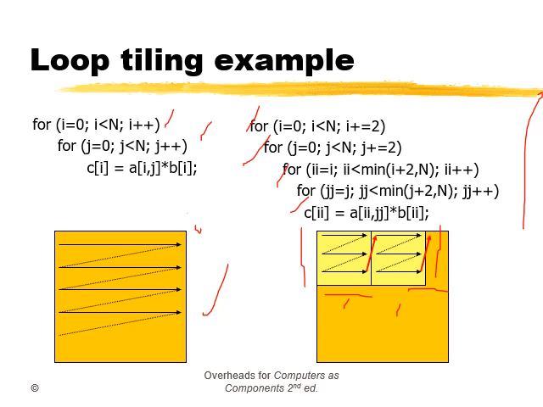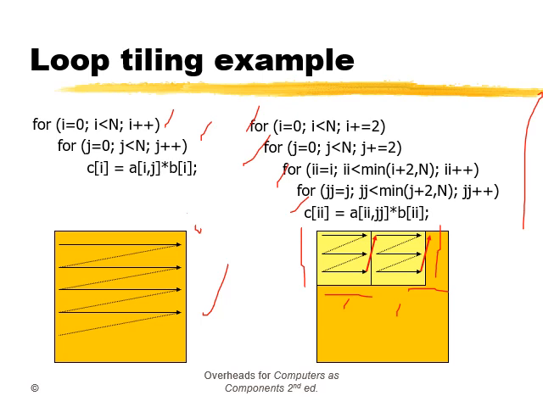So this is what happens when we do loop tiling. We move from row to column. Rather than walking in a row, we walk through rows and columns. Loop tiling changes the order in which array elements are accessed. So you can see that we have for ii equal to i, ii less than minimum of i plus 2 comma n, and ii plus plus.